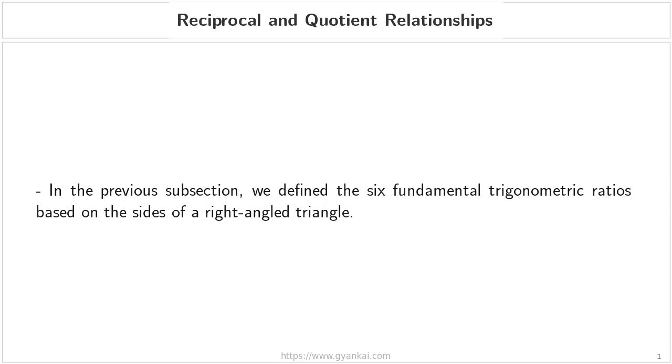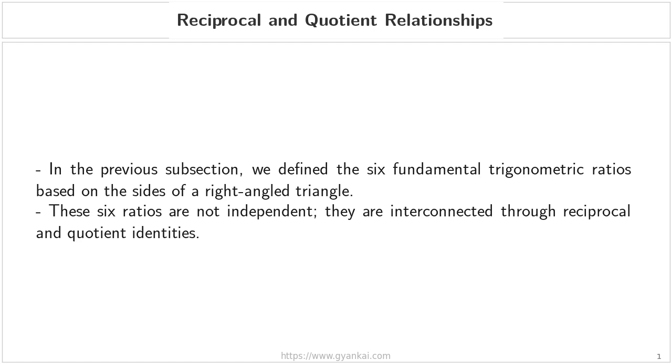Welcome, everyone. Before we dive into today's new material, let's take a moment to reflect on what we have already covered. In our previous lesson, we focused on defining the 6 fundamental trigonometric ratios: sine, cosine, tangent, cosecant, secant, and cotangent, by looking at the relationships between the sides of a right-angled triangle.